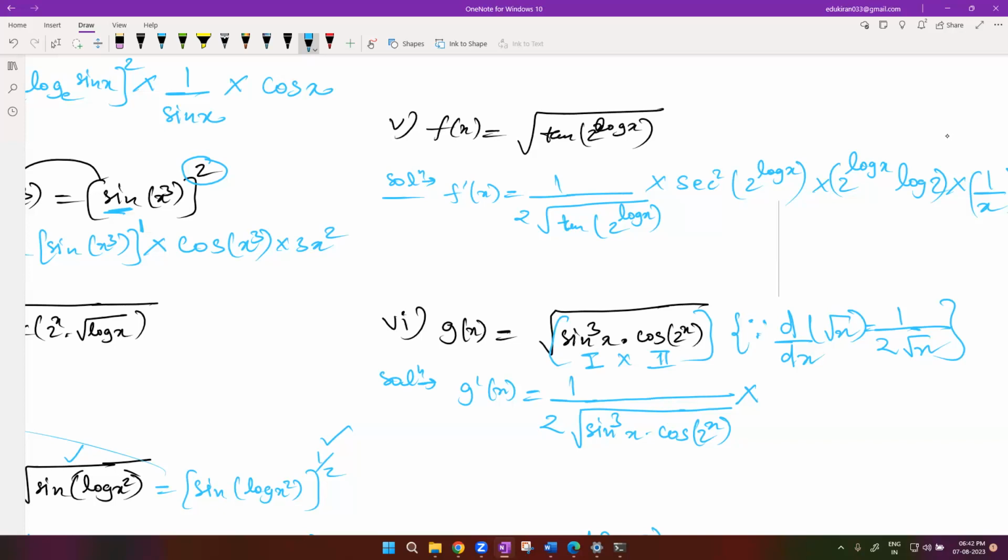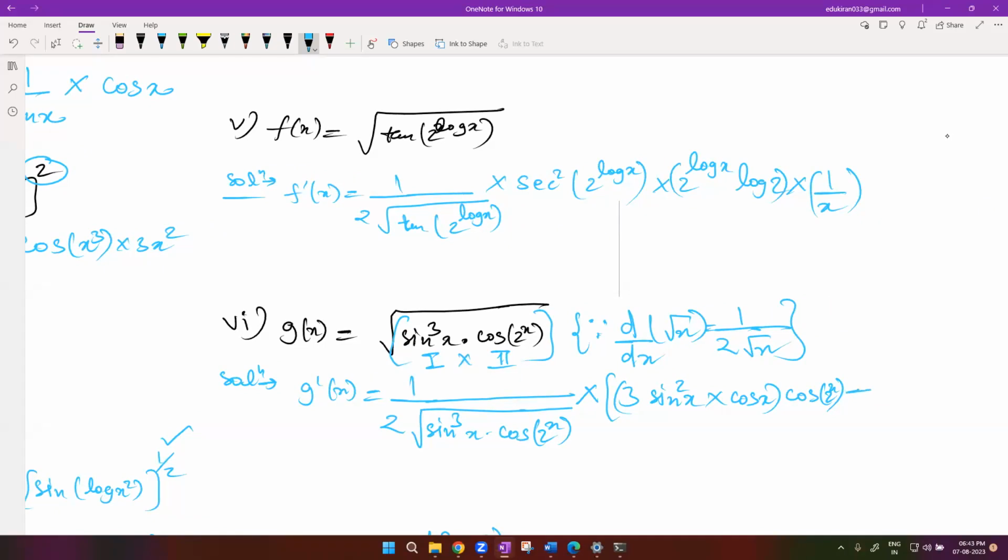So first we are differentiating sin cube x. Sin cube x is sin to the power 3, so first power 3 into sin square x. Reduce the power, take the power outside and reduce the power by 1. Then we go to sin x. The differentiation of sin x is cos x. And cos of 2 to the power x will be taken as constant.